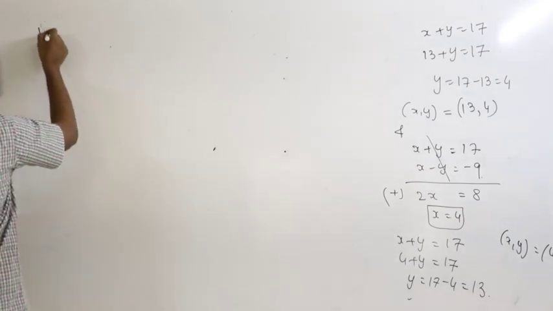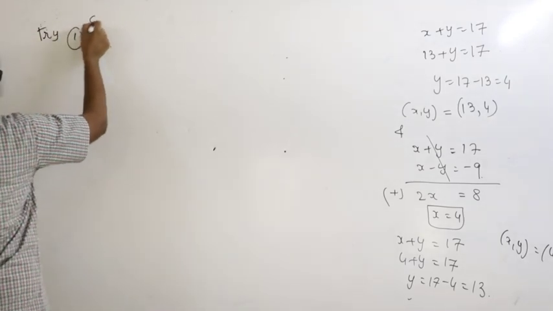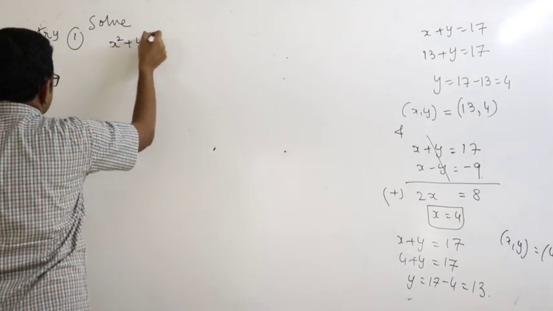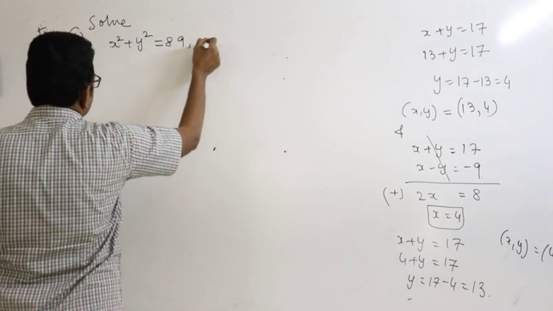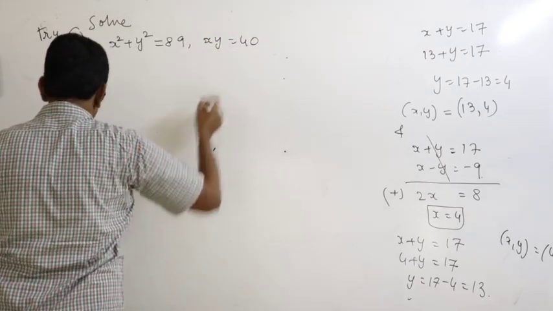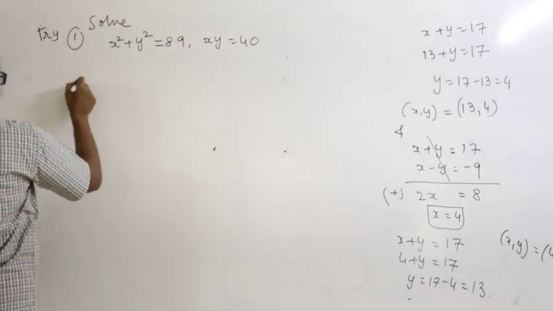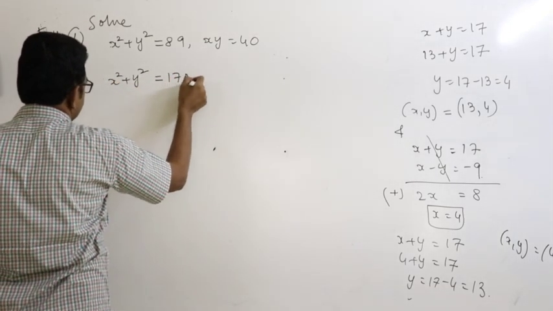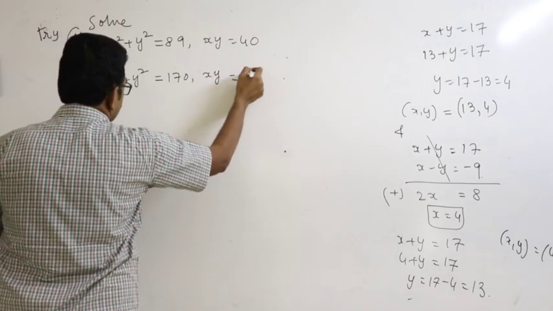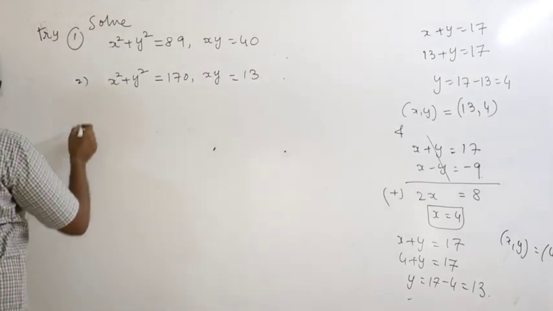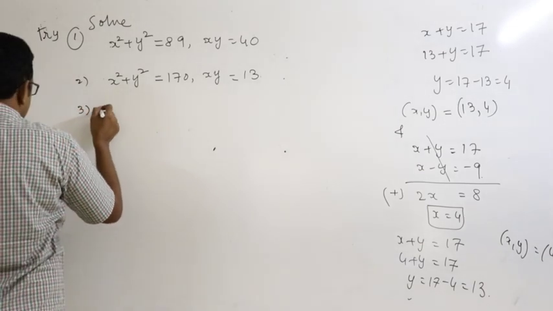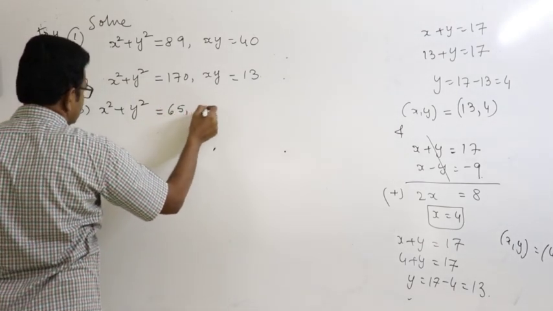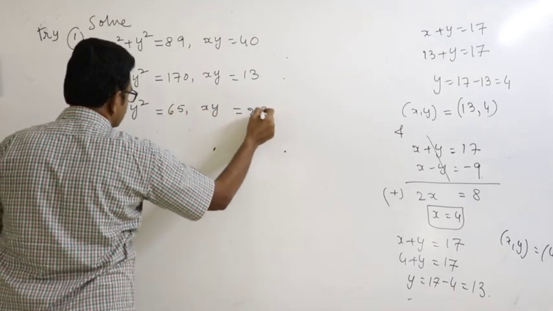Now, just you try these problems, solve. x square plus y square is equal to 89, xy is equal to 40. x square plus y square is equal to 170, xy equal to 13. x square plus y square is equal to 65 and xy is equal to 28.